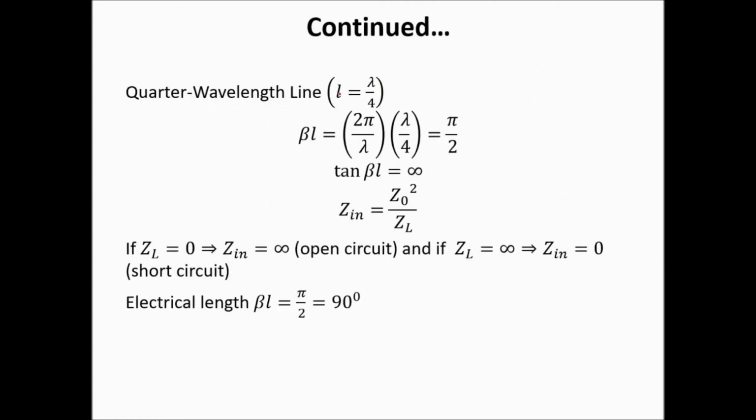Now the quarter wavelength line. If L equals lambda over 4, then beta L will be pi over 2, and tan of pi over 2 is infinity. In that case, Zin will be Z0 squared over ZL. So for a quarter wavelength transmission line, the input impedance will be Z0 squared over ZL. If ZL equals 0, then the input impedance will be infinity, like an open circuit. If ZL equals infinity, then the input impedance will be 0, like a short circuit. The electrical length beta L equals pi over 2, which is 90 degrees.